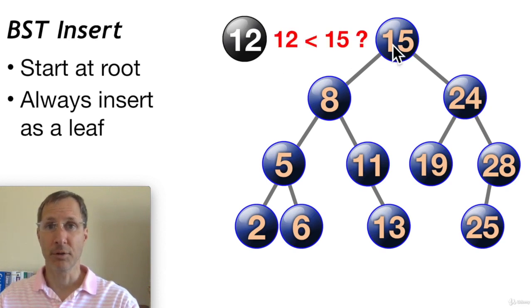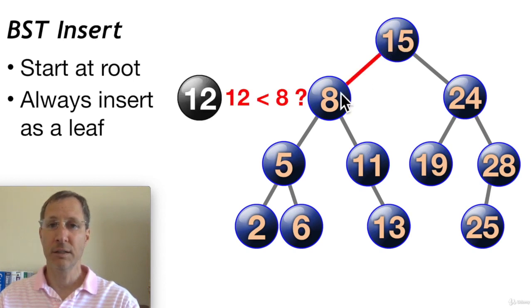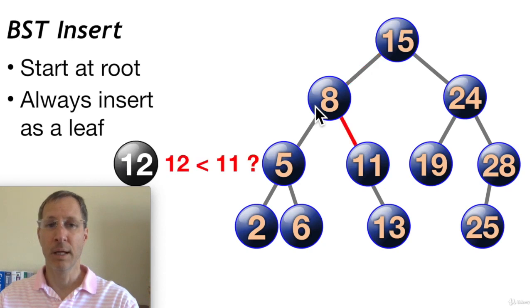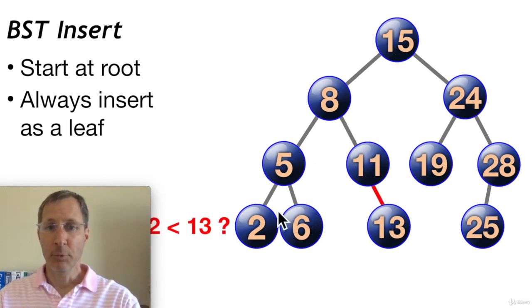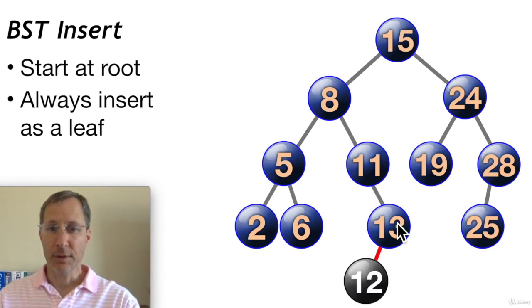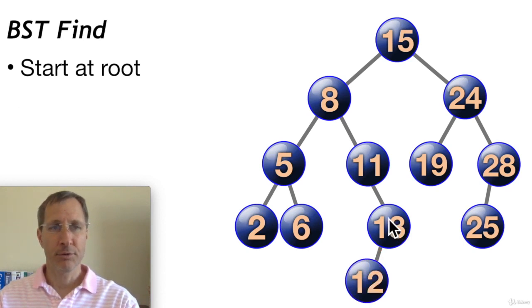We're going to start out with comparisons starting at the root. Is 12 less than 15? Yes, it is. So we're going to descend down 15's left subtree. Next, we're going to compare 12 to 8. Is 12 less than 8? No, it's not. So we're going to descend down 8's right subtree towards the 11. Is 12 less than 11? No, it's not. And then we compare 12 to 13. And we say, well, yeah, 12 is less than 13. So we're going to add the 12 as a leaf node. So we can add it as 13's left child. That's how the insert function works.